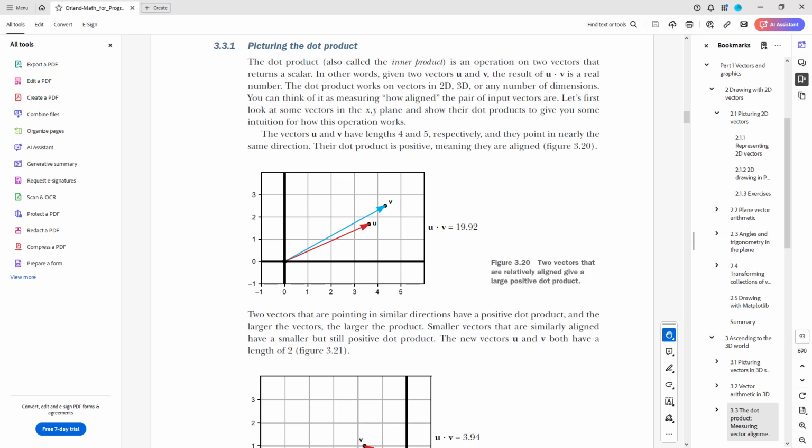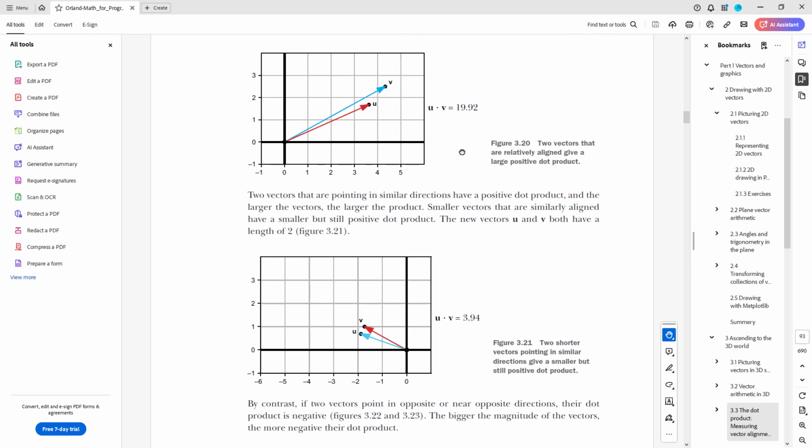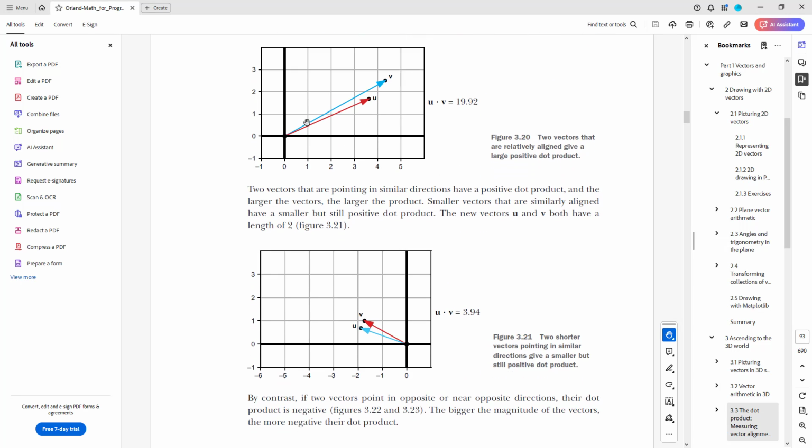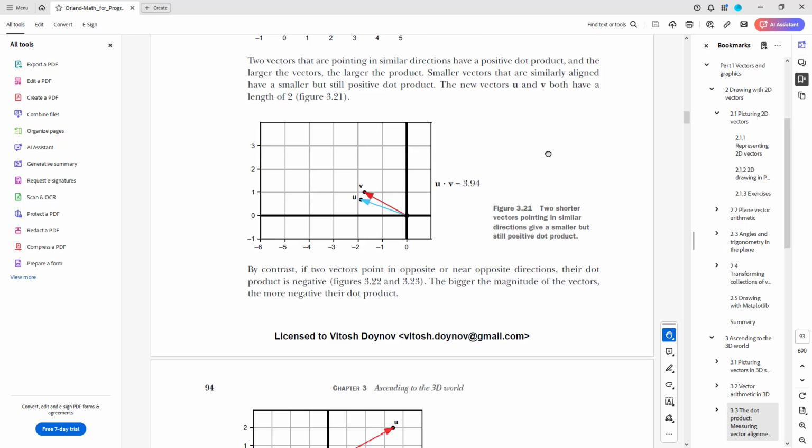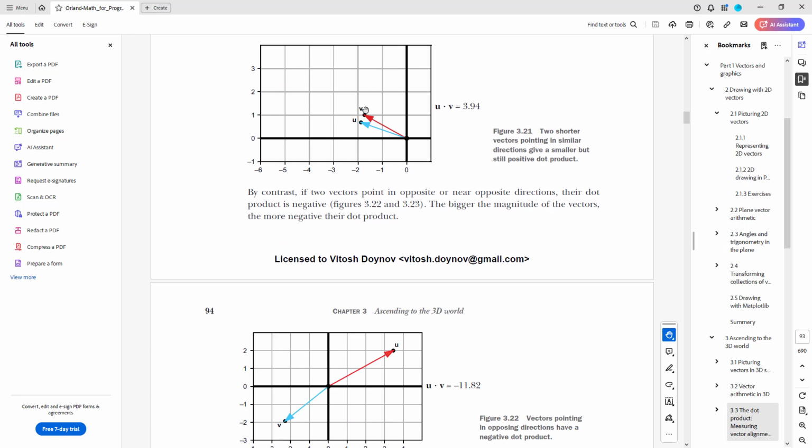I'm using here, just as an example, the book Math for Programmers. Pretty much, the dot product is an inner product that takes two vectors and returns a scalar. If you see these two vectors u and v, you can see that their product is around 20. Here, you see again vectors u and v, and their dot product is around 4.